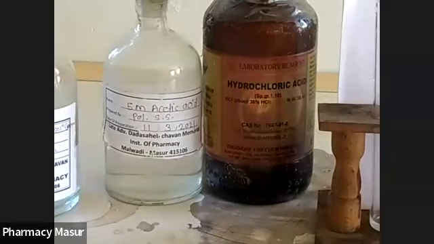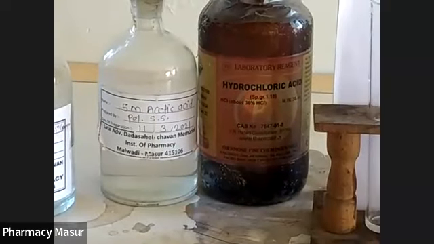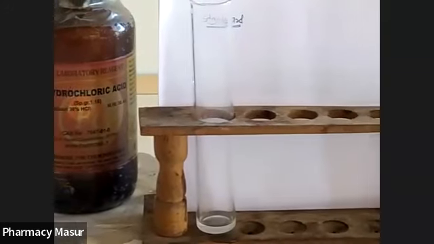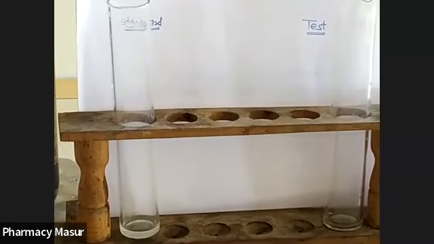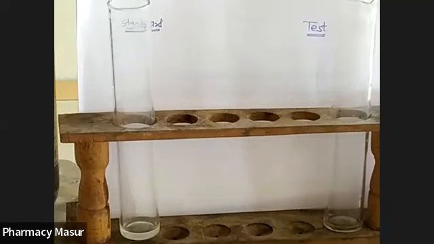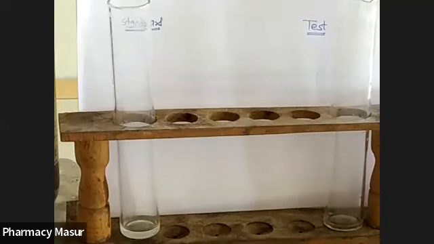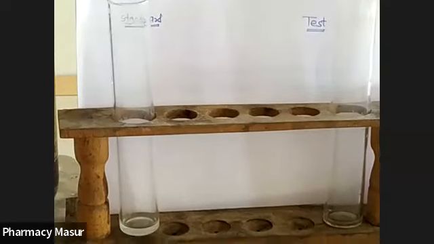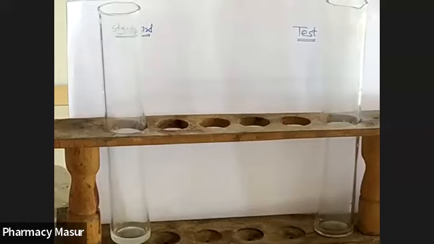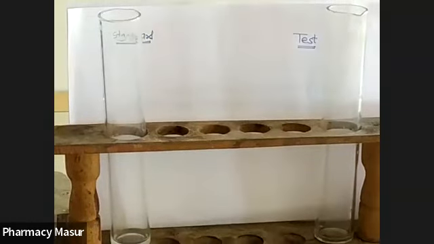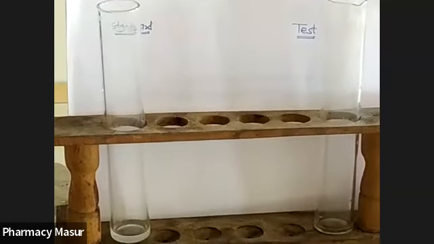This bottle is nothing but hydrochloric acid, standard hydrochloric acid, and these two are the Nessler's tubes. We have to add all the samples of standard and test in the Nessler's tubes. So these are the standard and test. Very first of all, we'll prepare the standard solution.